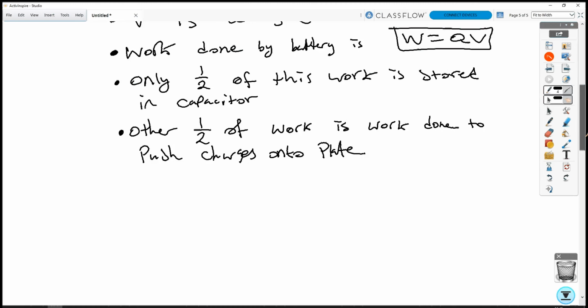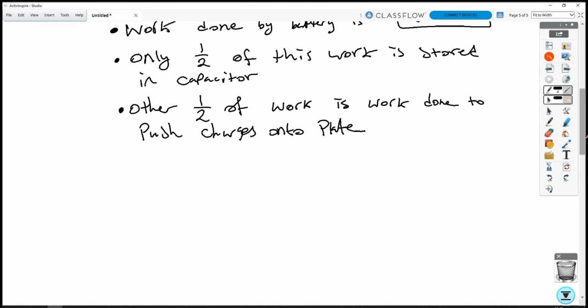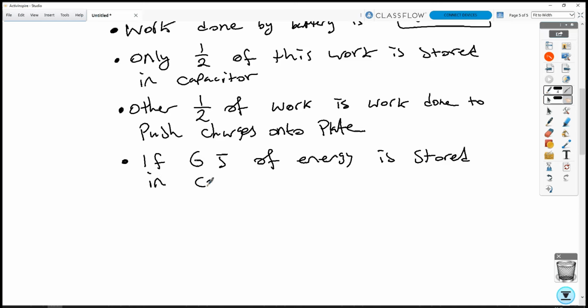So as an example, if 6 joules of energy is stored in the capacitor, then the battery had to do 12 joules of work.